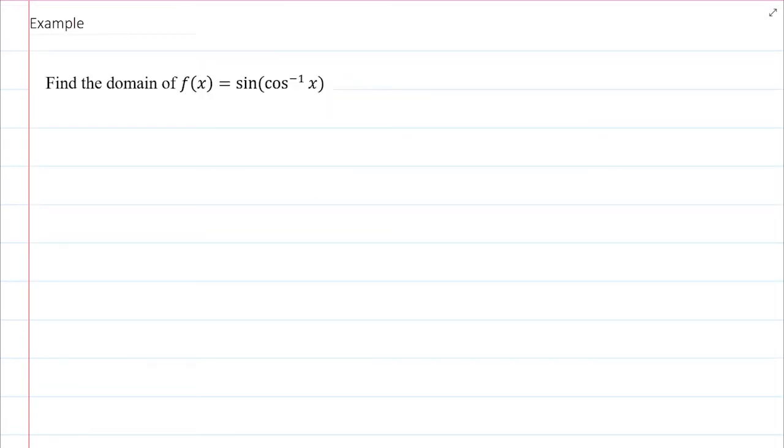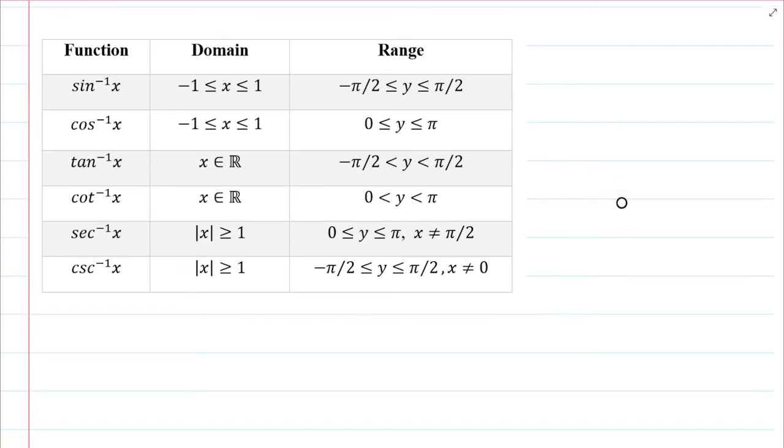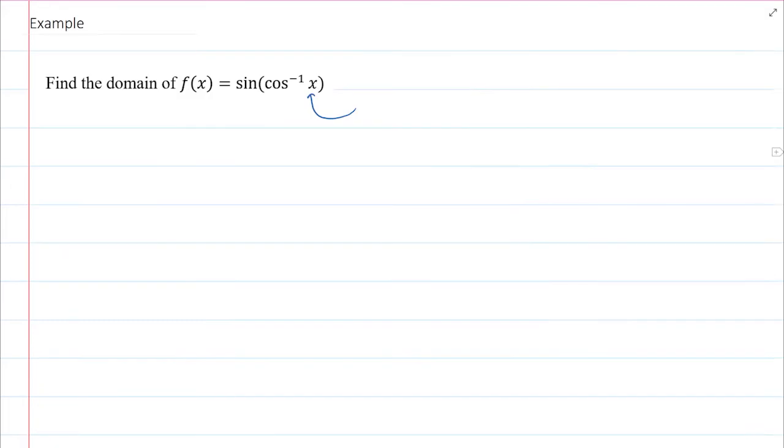Okay, in this example, we need to find the domain of sine of cosine inverse of x. I can start by looking at this variable inside cosine inverse and remembering that, from this table, the domain of cosine inverse is that x must be between negative 1 and 1. Going back to this example, I know that this x right here must be between minus 1 to 1. This is a restriction imposed by cosine inverse. So the input of cosine inverse must be between negative 1 and 1.